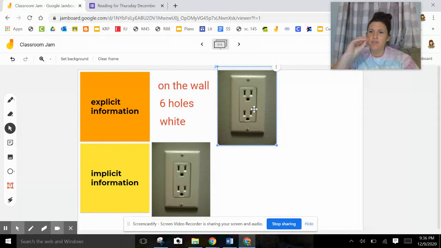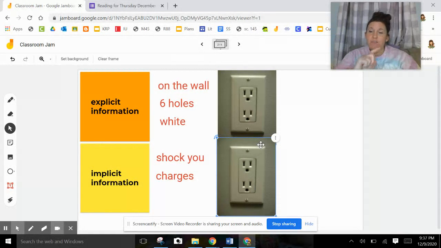It's easy to find. All I have to do is look at that picture of it, look at any outlet. Miss Acton's got one right down here next to her that her Chromebook is charging on, and it's white, it's in the wall, and it has 6 holes in it. It's just what I see immediately. It's easy to find information about these outlets.